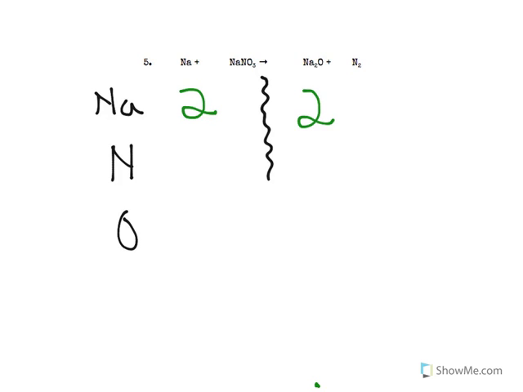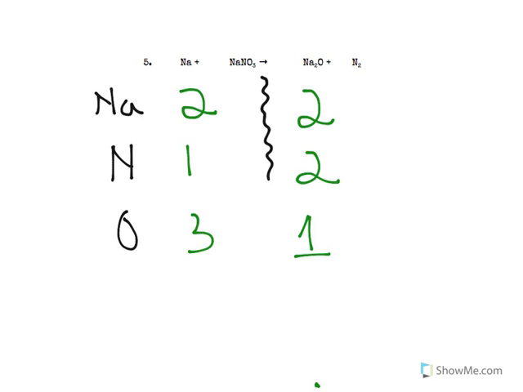On the left-hand side, there's one nitrogen. On the right-hand side, there's two nitrogen. On the left-hand side, there's three oxygen. On the right-hand side, there is one oxygen. So now that I have my element inventory, I start adding coefficients. I add coefficients, and they're multipliers, and they make the number of atoms on each side of the equation the same.